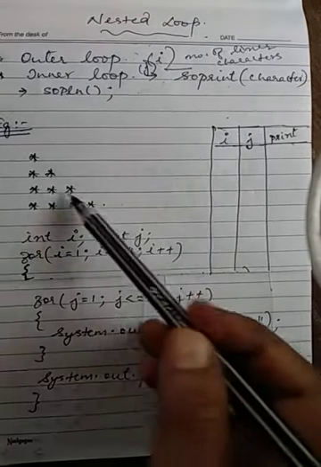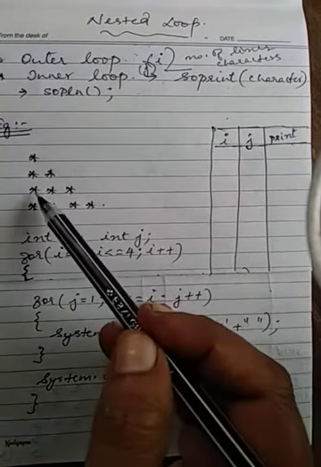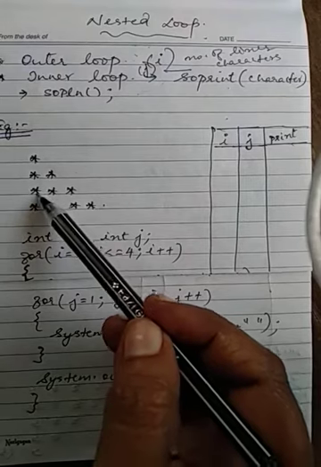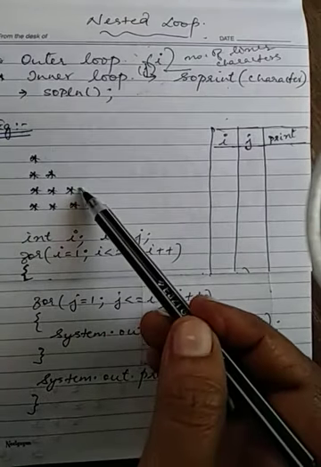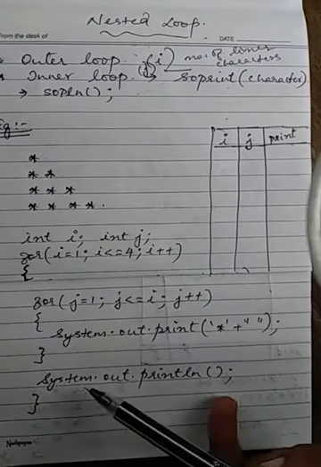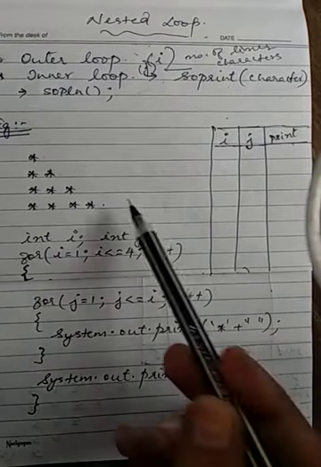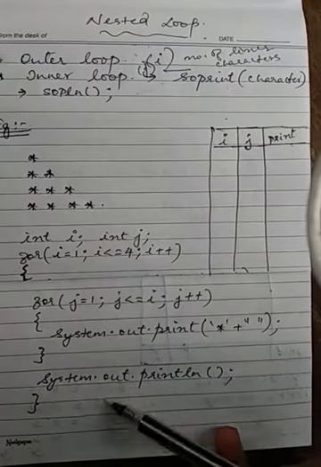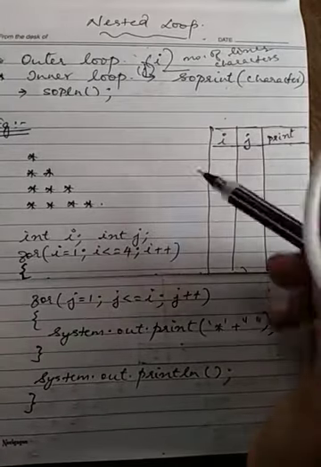And once the inner loop is over, suppose we are here. After printing three characters, automatically this loop gets over. So we have to come down. So after closing the inner loop, we are using System.out.println with brackets. This is for bringing the cursor to the next line. And close the outer loop. I'll show a dry run for this.